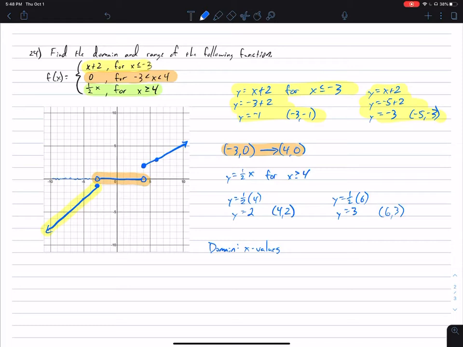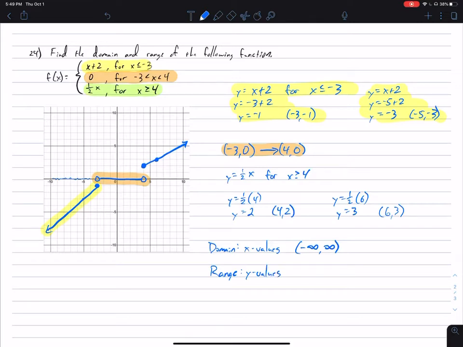Even at -3, although there's an open circle on the axis, if I drop down to the yellow highlighted one, I have a value for -3. Same thing if I go over to 4. Although there's an open circle on the axis, if I go up, there's still a value for 4. So my x values, everything is included, right? -infinity to +infinity.